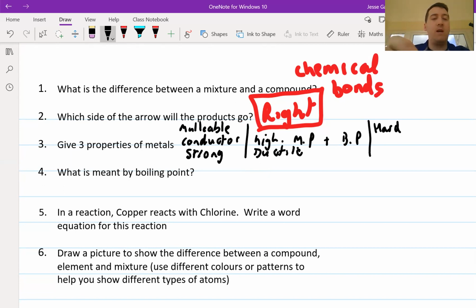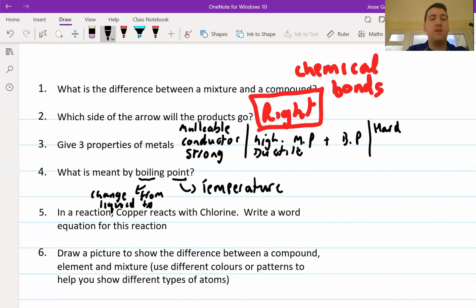What is meant by boiling point? So again, 2 things here. Do we know what boiling is, and do we know what we mean by point? Okay, so the point bit means the temperature. So you definitely should have the word temperature in your answer. And what does boil mean? So boil means change from liquid to gas. So put those things together to make a sentence. Boiling point, temperature at which a substance turns from a liquid to a gas.